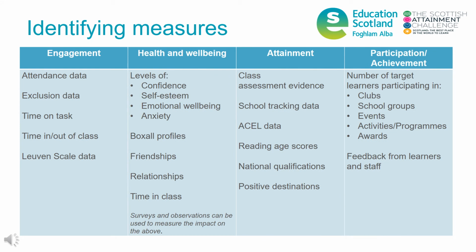This slide shows some examples of the types of measures that might be used under the headings of engagement, health and well-being, attainment, participation and achievement. Again, the lists are not exhaustive. Measures might include a mix of qualitative and quantitative data, and schools should think about using before and after surveys as well as observations to gather evidence of impact.